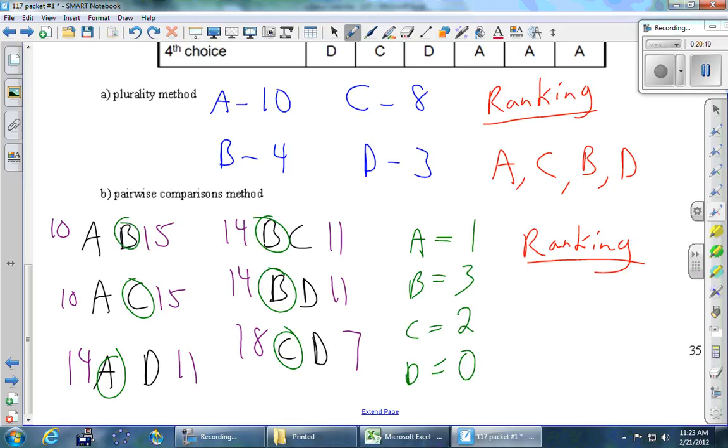And then can you rank the candidates? Who's the winner? B is the winner. But then you can rank them in a natural way. Who is the second place person? C has the second most number of points. Third is A. Fourth is D.